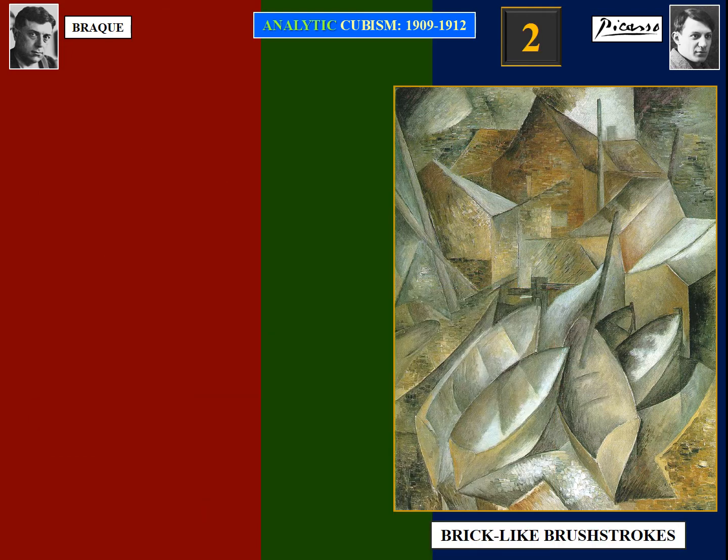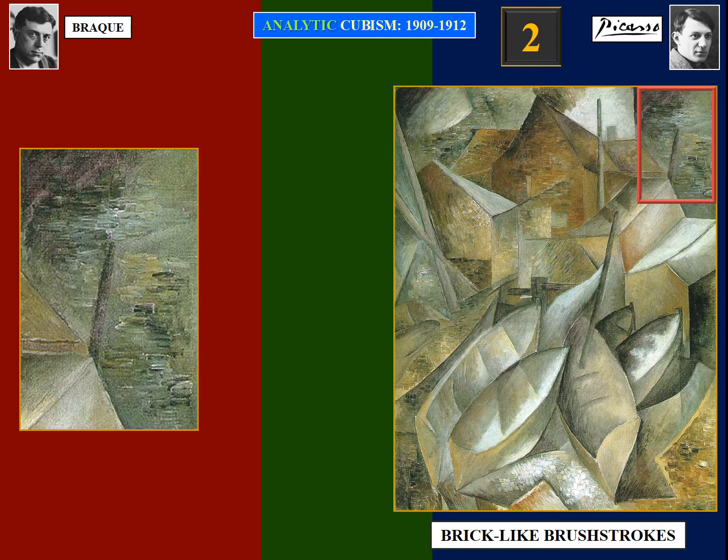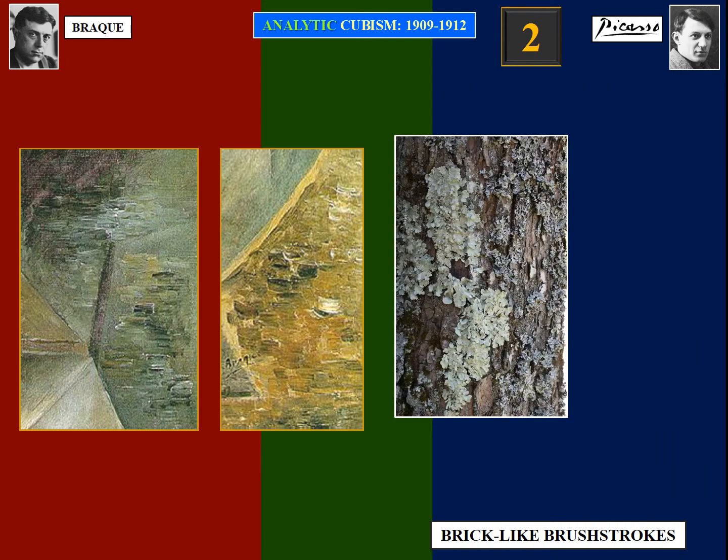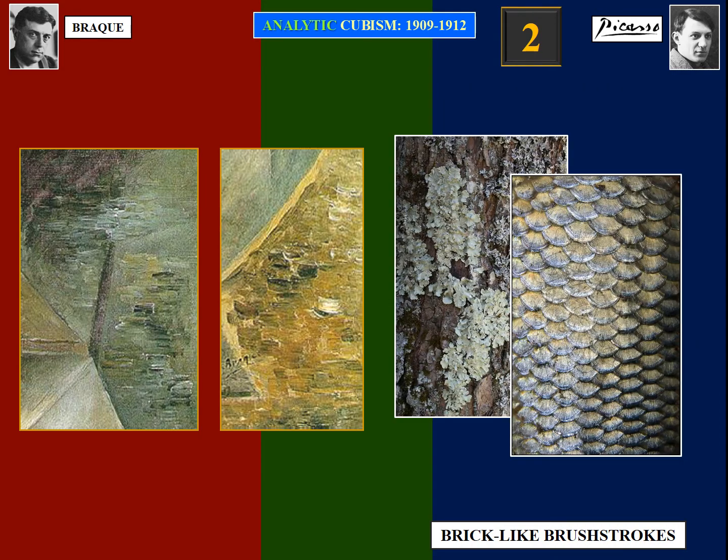Number two, you also have the development in analytic cubism of these brick-like brush strokes. Up there, you see that? You can come in to a detail and look at how, in this case, Braque has just patted the surface of his canvas with these horizontal strokes. You can go down there and look at other examples. To me, they look a lot like lichen on a tree, or maybe even shimmering fish scales. They have a very organic, natural look and coloration. It's really quite beautiful.